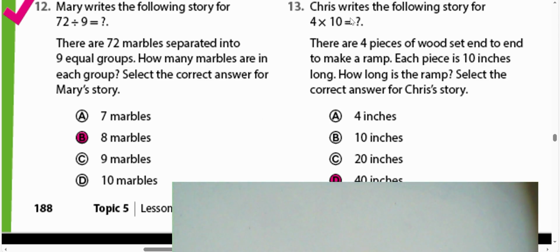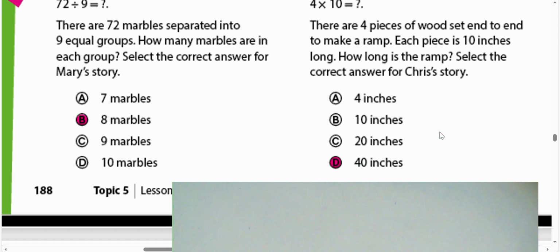And also, Grace wrote the following story. There are 4 pieces of wood set end to end to make a ramp. Each piece is 10 inches long. How long is the ramp? Select the correct answer for the stories. Right, 4 times 10 is 40, so the length will be 40 inches.